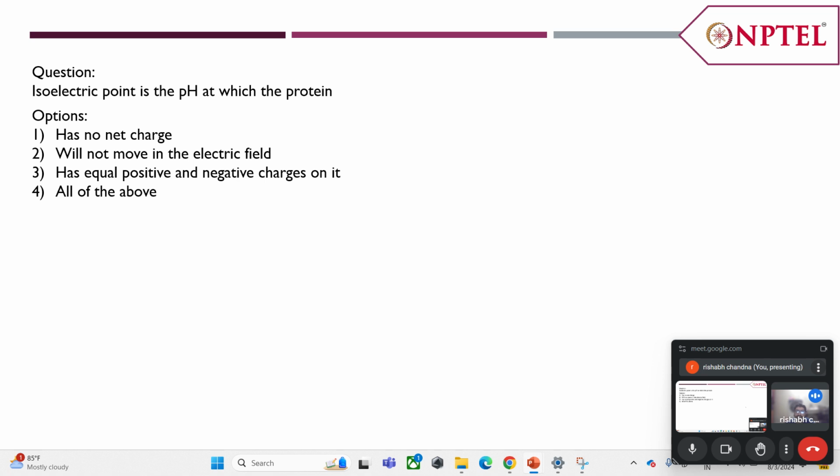So the question is, isoelectric point is the pH at which the protein: has no net negative charge or no net charge, will not move in the electric field, has equal positive and negative charges on it, or all of the above. Can anybody guess the answer to this particular question?